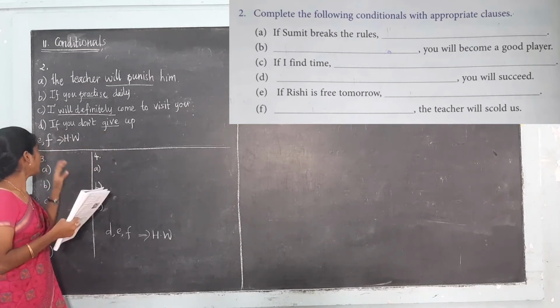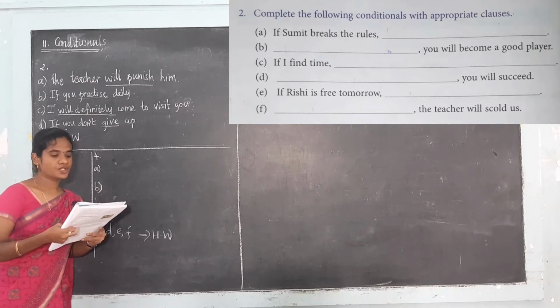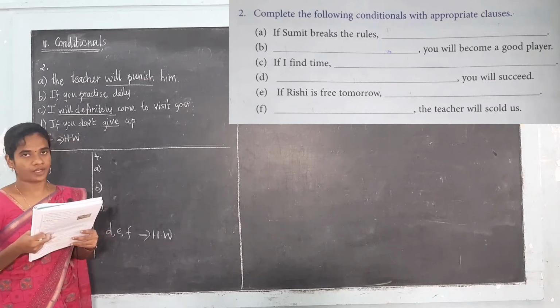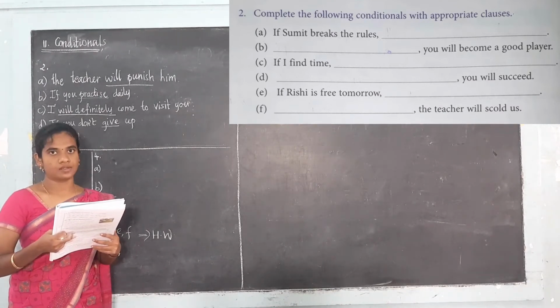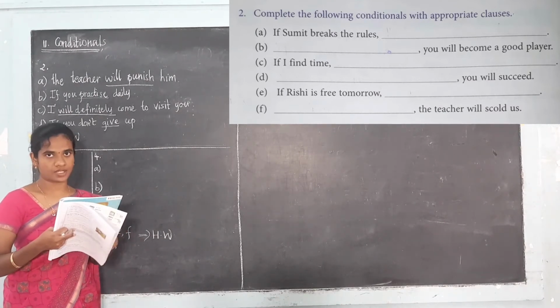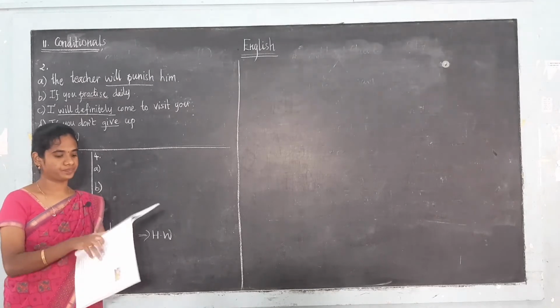Okay, and E and F are the homework for you. So in that, in E you have to find out the main clause, and in F you have to find out the if clause. You have to write according to the structure. You can write on your own.